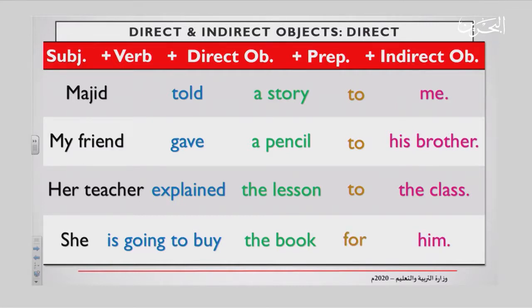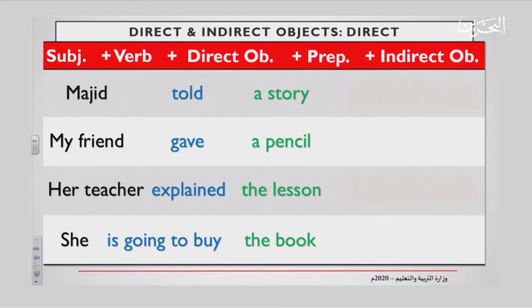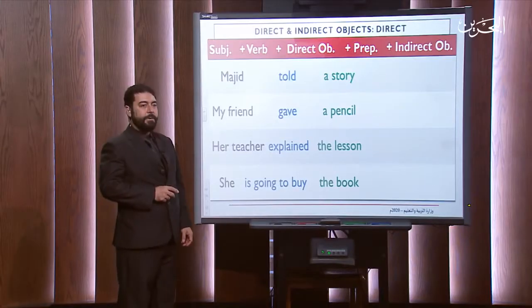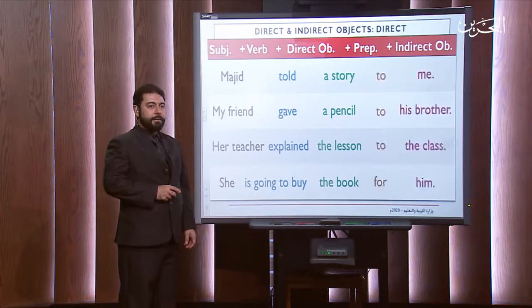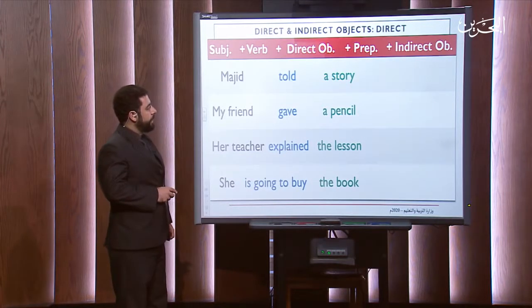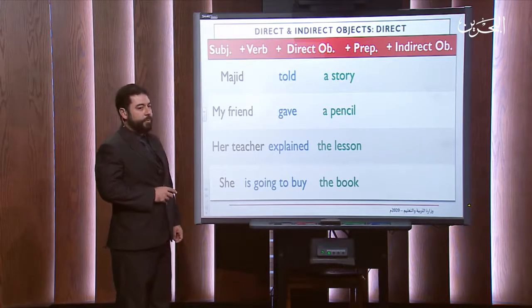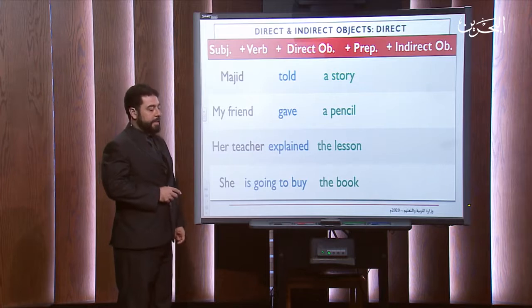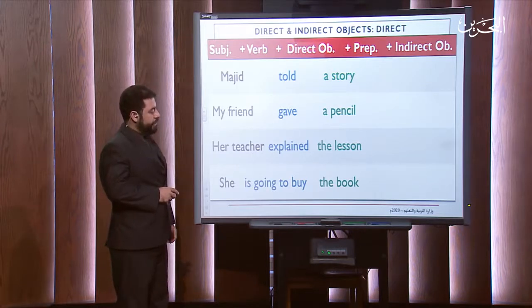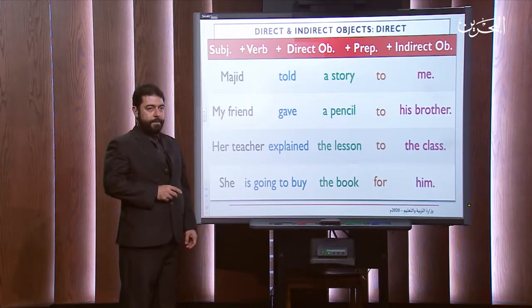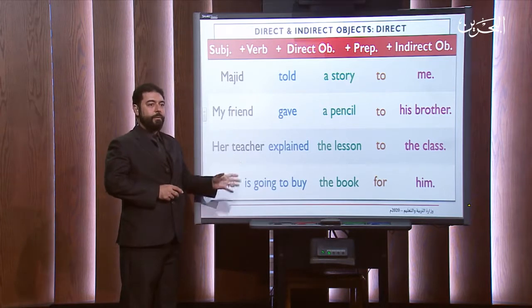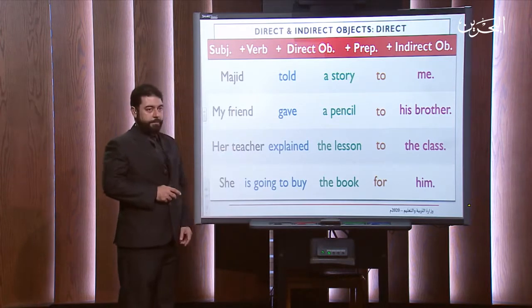Now, I changed to for because buying you can say with for. Now, if I omit the indirect object just like before, all sentences are correct. Let's check. Majid told a story, full stop. My friend gave a pencil, full stop. Her teacher explained the lesson, full stop. She's going to buy the book, full stop. All right, so we do not need to have the indirect objects, but having them will explain the sentences more.